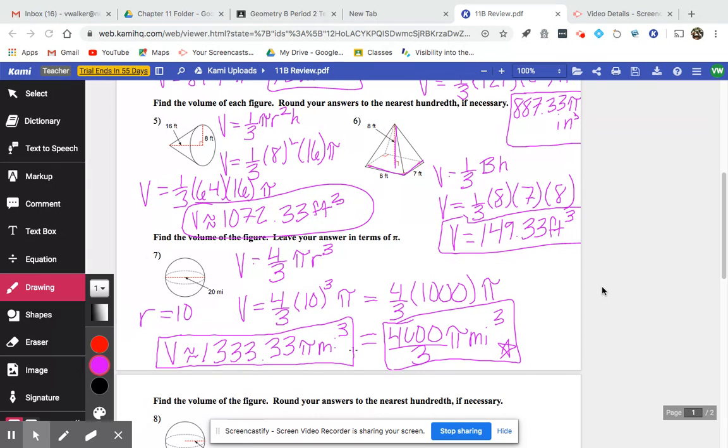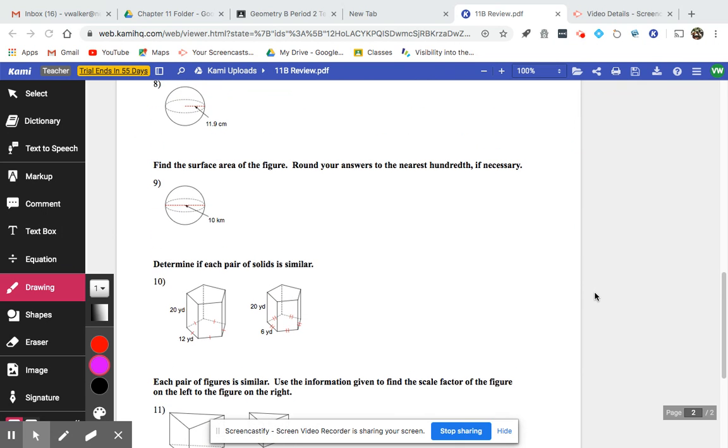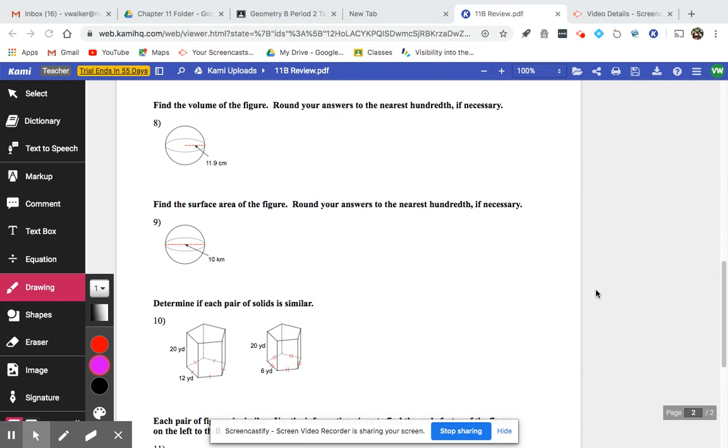We are doing number 8 through 12, the last couple of problems for your 11B review. So let me scroll down. Too far. Let's go up to number 8. There we go. So number 8, we want to find the volume of the figure. We want to round to the nearest hundredth if necessary, and it will be necessary.